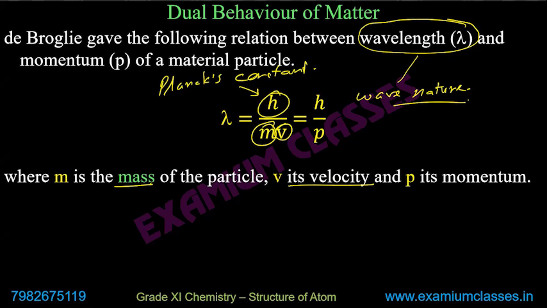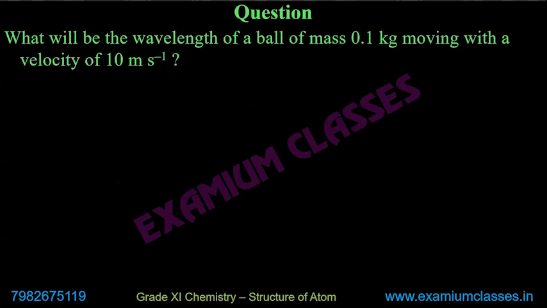Now try to understand. h is constant. h is not changing. Only mass and velocity will change. To understand the wave nature and particle nature, I am explaining it through questions and examples.